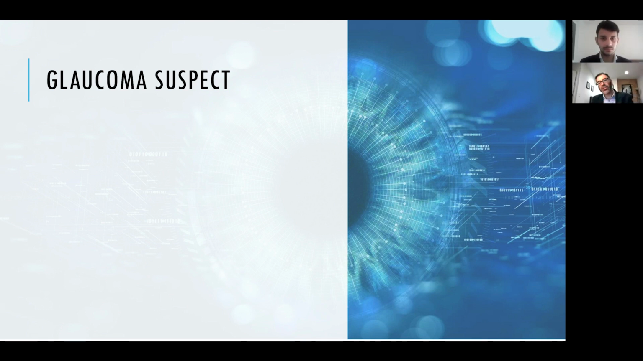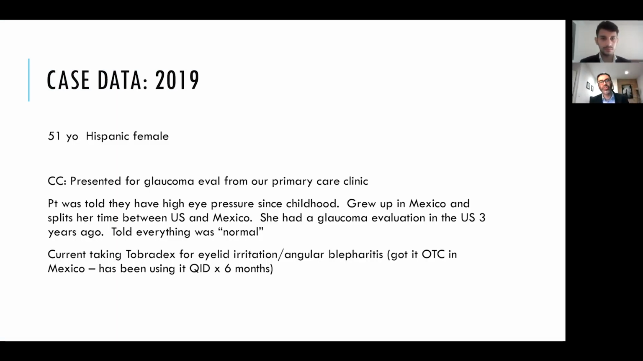So this is a glaucoma suspect that was sent to me from the primary care clinic. She's a 51-year-old Hispanic female. This patient has been told in the past that she has high eye pressures. She grew up in Mexico and she splits her time between the US and Mexico. And she recently had a glaucoma evaluation 3 years ago in the US and was told everything was normal at that time, just as this patient has higher eye pressures.